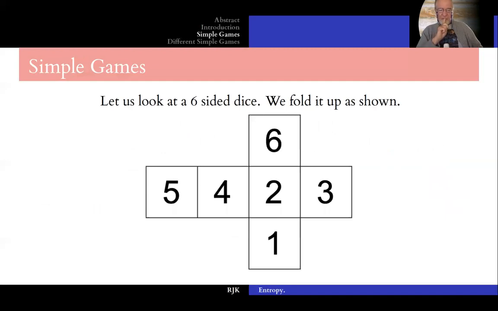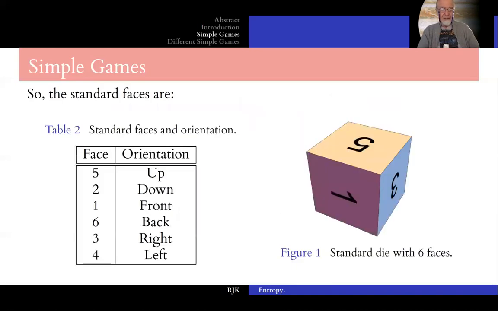Okay, we're going to move on to some of the games. Let's look at a 6-sided dice. You can fold this up, okay? So the top and bottom come down, the 4 and 3 go up, and the 5 goes on the other side. So when I fold it up like that and put it down, the orientation that I have is 5 is up, 2 is down, 1 is front, 6 is back, 3 is right, and 4 is left. That's the standard way in which I define dice to be.